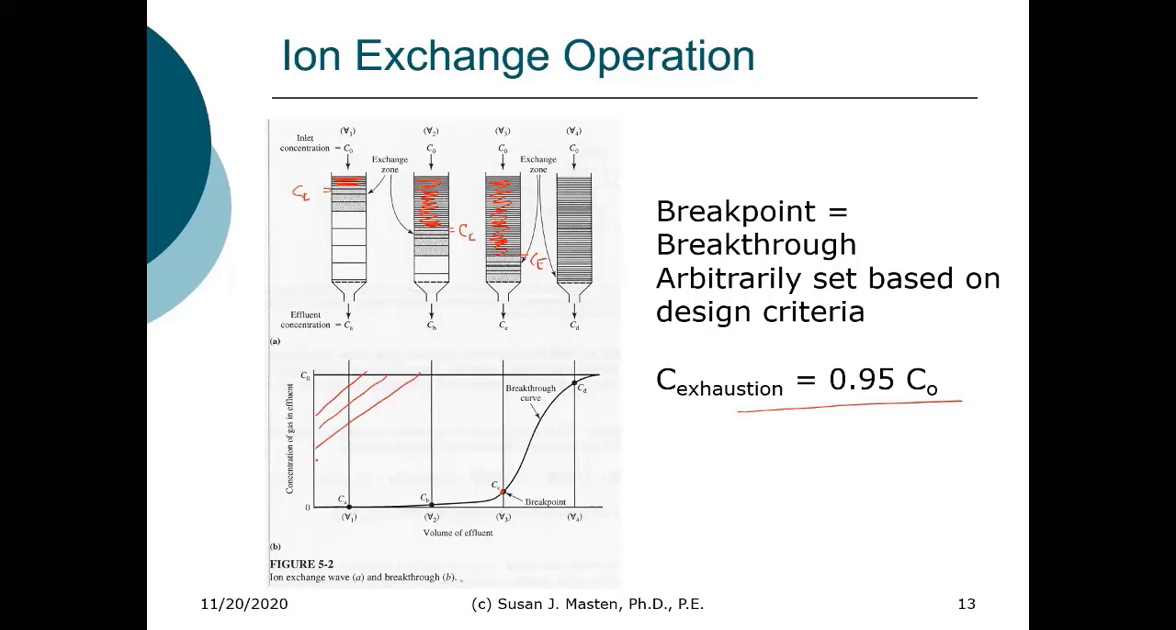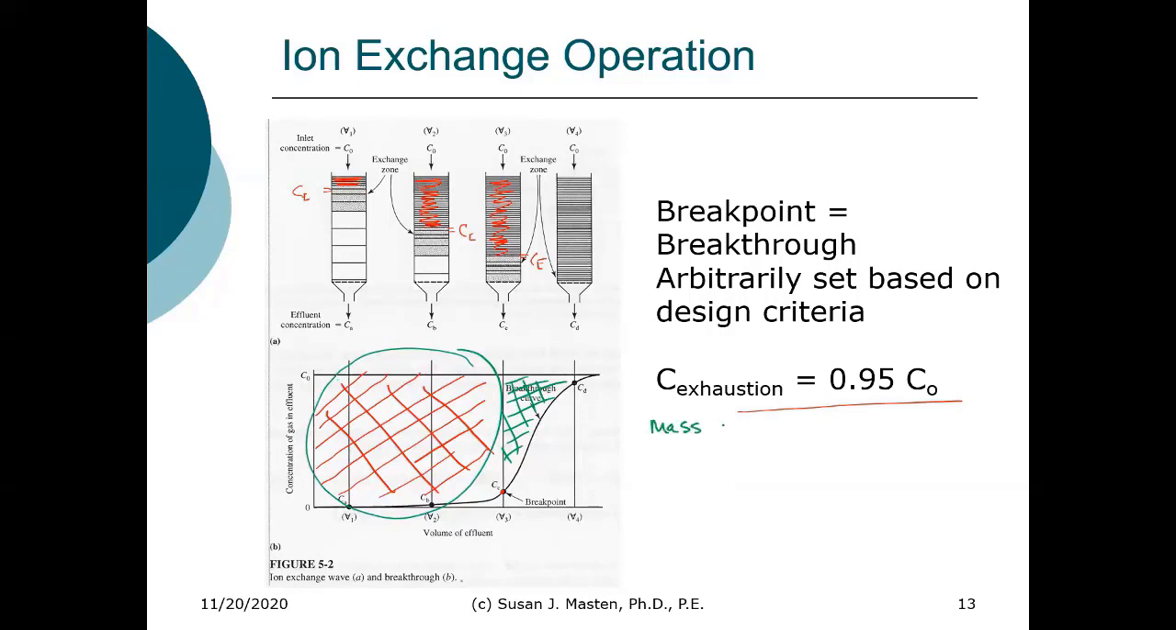This is the portion of the capacity that we're actually using. This portion here is what we can't use. So if we take this mass here, if we multiply concentration times volume, we have mass. So this is the mass to breakthrough over the total mass removed to exhaustion. This gives us a sense of the efficiency.